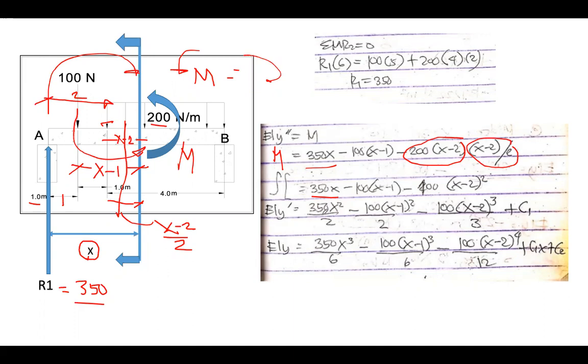We integrate again. This becomes 350 x squared over 2. Then x minus 1 squared over 2, becoming 100 also. Copy the 100, x minus 2 to the power of 2 becomes 3 because of plus 1. Then if 3 here, 3 here also, plus C1, an arbitrary constant. Integrate again. Take note, this one is the slope, this is the moment, and this is the deflection. So you have 350 over 2, x becomes cubed, 3 times 2 becomes 6. 100 times x minus 1, the 2 becomes 3, times 2 becomes 6. Minus 100 times x minus 2, 3 becomes 4, times 3 becomes 12. C1 becomes C1 x and then C2.